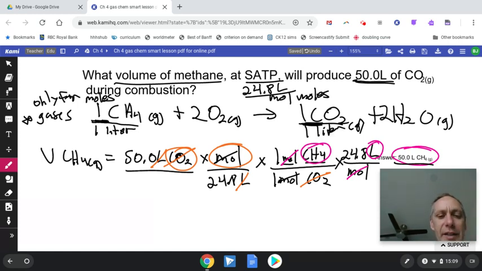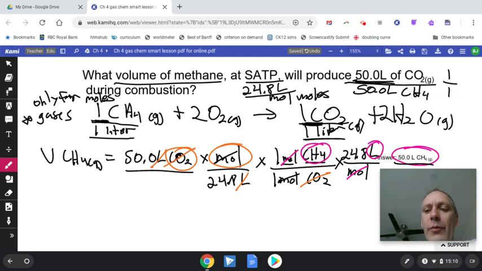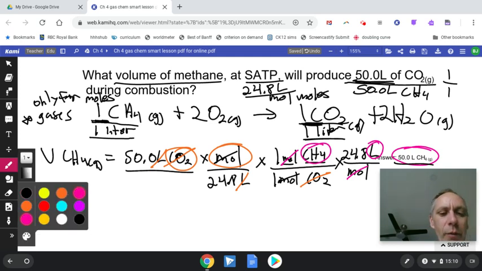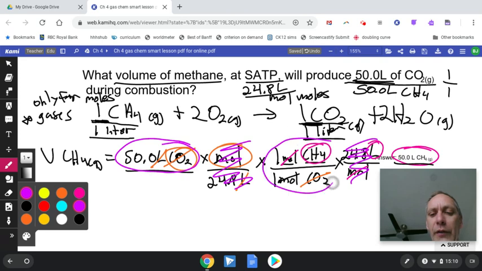So what that means is every 1 liter of CO2 that's produced uses up 1 liter of methane. So if we produce 50 liters of CO2, we use up 50 liters of methane because they are a 1-to-1 volume ratio. So these can be molar ratios or volume ratios. That's really important. So it's a shortcut. And you can see it from the math as well, that we can just cancel these two out because they are the exact same thing. So really all you're doing is taking the volume of one chemical, using the volume ratio, and turning it into the volume of another. So these are really easy questions when it's a gas turning into a gas at the same conditions.